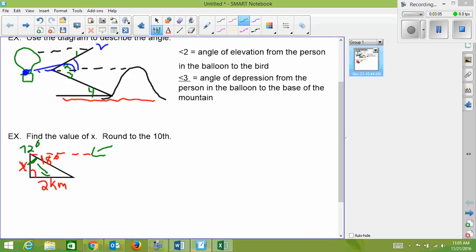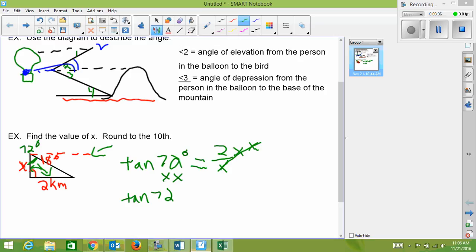So across from and adjacent are the two that I have. I do not have the hypotenuse. I have the opposite and the adjacent, so I know that I have to find the tangent. I need to find the tangent of 72 degrees, and to do that, I'd use 2 over x. I can't solve it that way, so I need to get the x out of the bottom, take it times x on both sides. So I have tan of 72, let's use the dot for times, x equals 2. I need to solve it for x, so I'm going to have to divide by the tangent of 72.